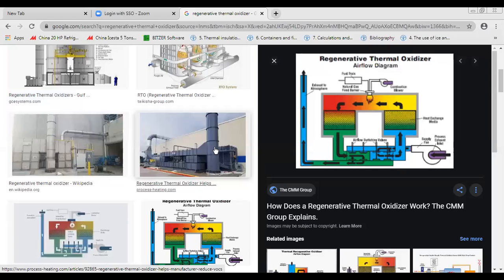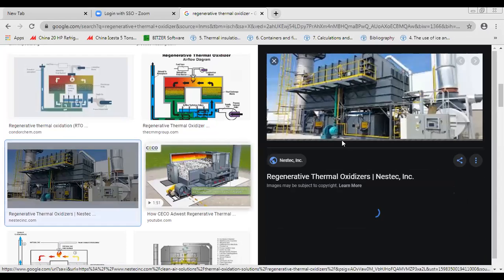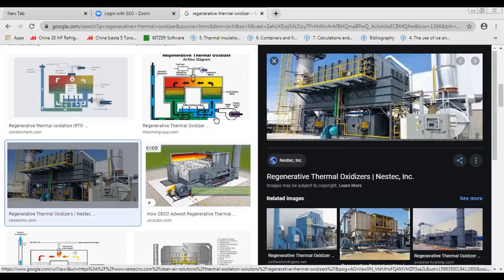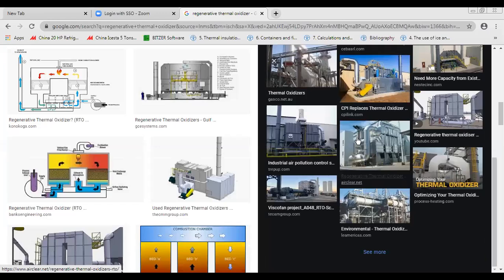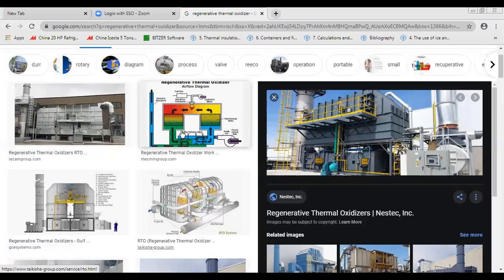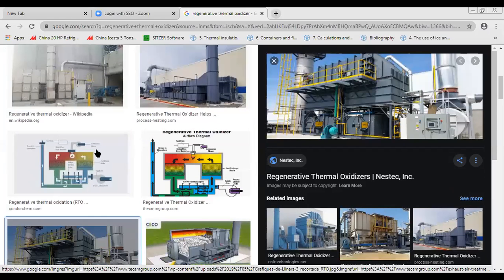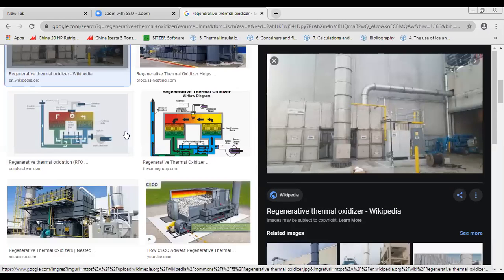That's why in the industries, even in printing industries, you have to have this, especially in large printing institutions and industries. There should be these thermal oxidizers, because otherwise it's not good for the environment and human health. But in Sri Lanka, unfortunately, still no such solutions are in the industries.